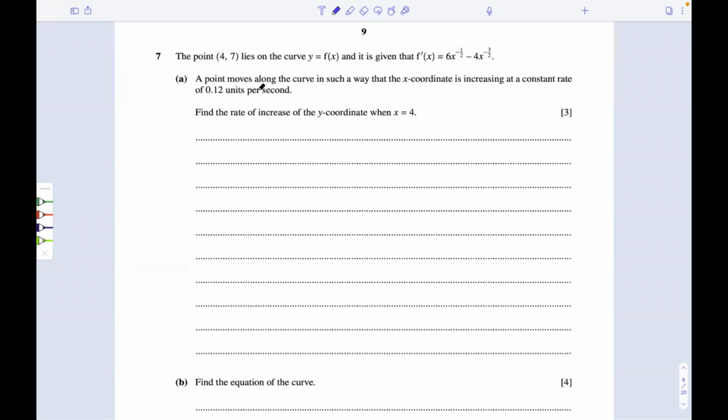In this question, we have a point that lies on the curve and the derivative of the curve. So this f dash x is the derivative of the curve. A point moves along the curve in such a way that the x coordinate is increasing at a constant rate of 0.12 units per second. So as soon as we have a rate of change in any question, we know that y and x are related by the equation dy by dt is equal to dy by dx multiplied by dx by dt.